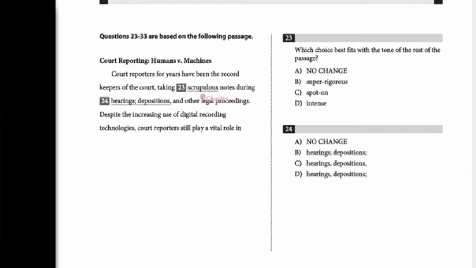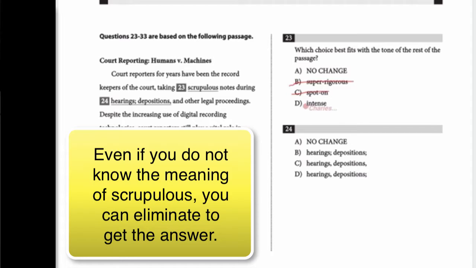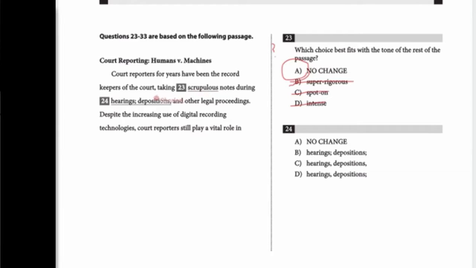So taking scrupulous notes during hearings, okay, it's not going to be super rigorous. That's just too colloquial. It's not going to be spot on. Also, that's too casual. Do you take intense notes? Intense notes. I could intensively take notes, but what is an intense note? How can a note be intense? Now, I think scrupulous is probably the correct answer. So A, no change.